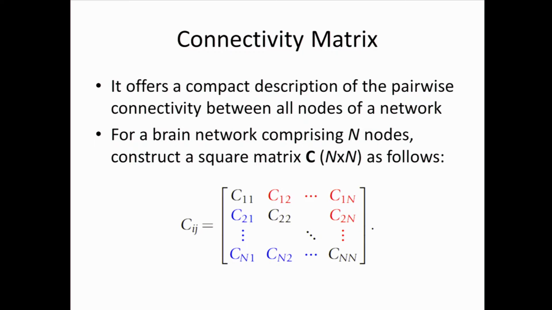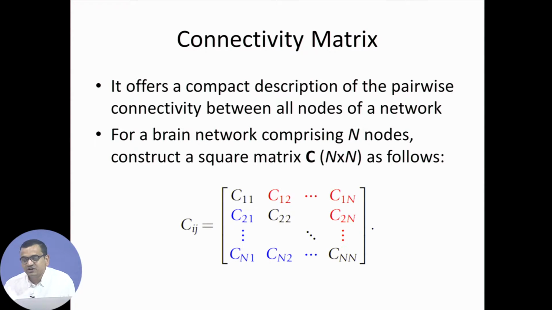So phase synchrony between electrode i and electrode j would be the same as phase synchrony between electrode j and electrode i. So in a connectivity matrix, if you are using phase synchrony, your upper off-diagonal elements would be the same as the lower off-diagonal elements.